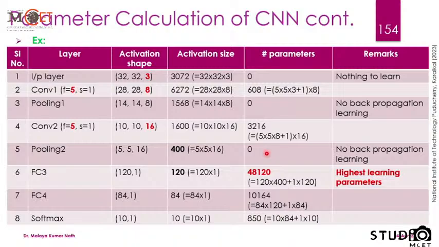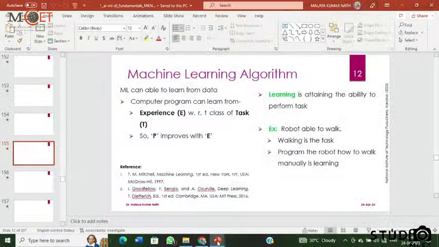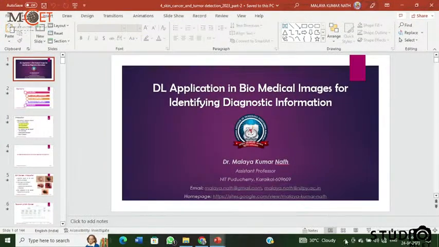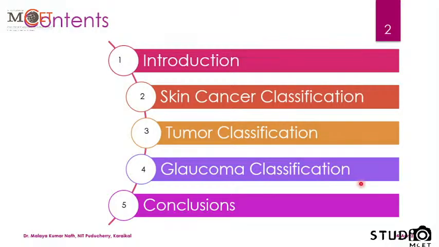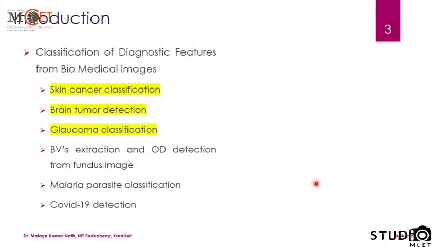Now we'll come to the application part, that is, how we go for the classification of different diagnostic information from these images. Here, these are the works carried out at NIT Puducherry by the research scholars. Here we'll talk about skin cancer classification, tumor classification, glaucoma classification, and end with our presentations.